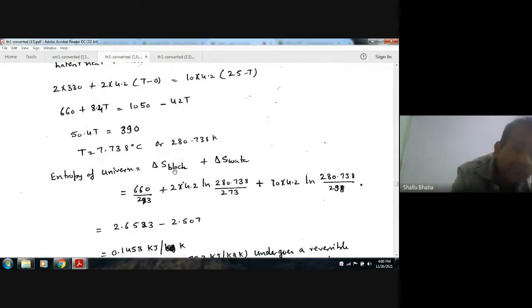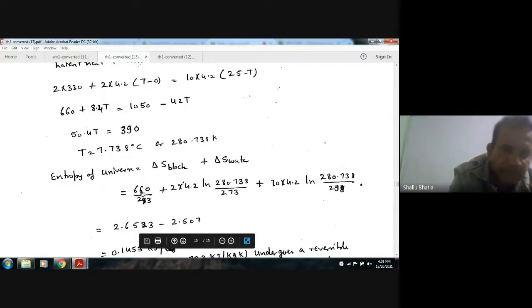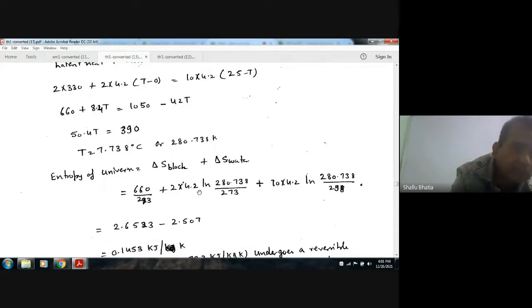The entropy gained by the block is the latent heat divided by the melting temperature, which is 0 degrees Celsius or 273 Kelvin, plus the entropy gained due to sensible heating up to temperature T. T is 280.738, and initially the ice is at 273. So the entropy gained by the block will be this.